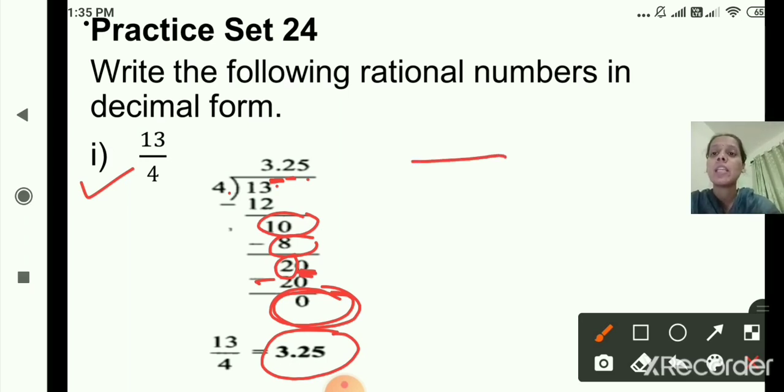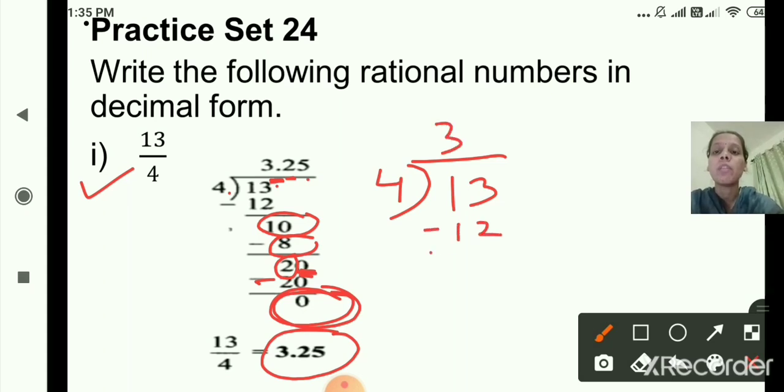Once again we will see 13 divided by 4. 4 1s are 4, 4 2s are 8, 4 3s are 12. So 13 minus 12 is 1. Now this 1 we can divide by 4? No. So here we will put a decimal point. After putting the decimal point we can add here 10. Now 10 we can divide by 4. 4 2s are 8, right? So 10 minus 8 is 2.